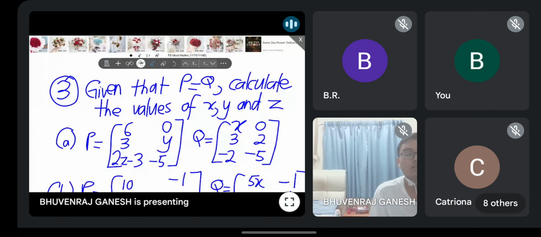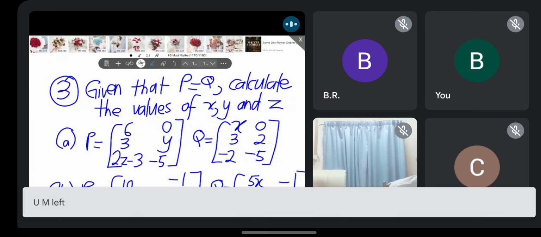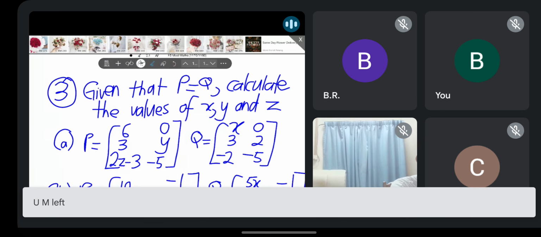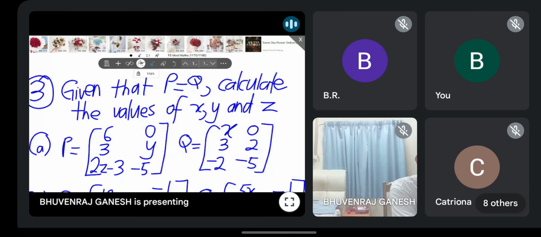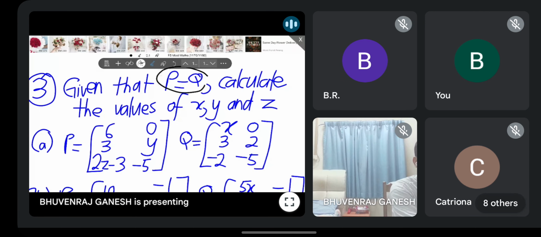So the next one, we are going to involve the problems. Menyelesaikan masalah melibatkan matrix serupa. So you can see the example here for part A. They already tell you P is equal to Q.